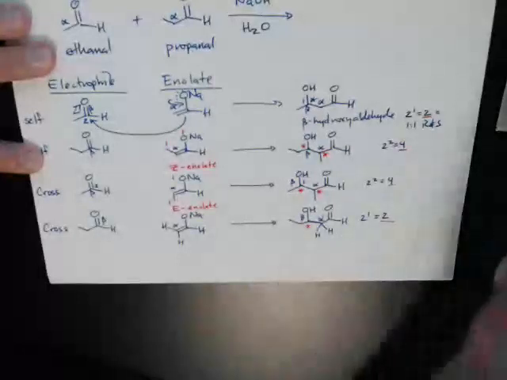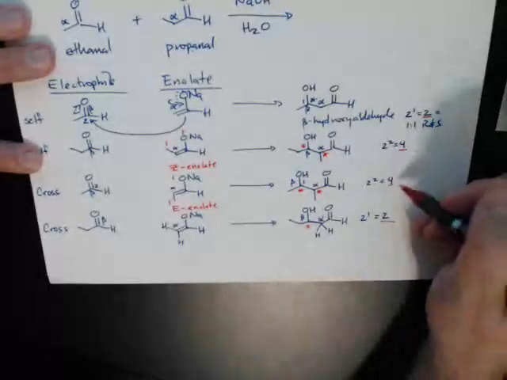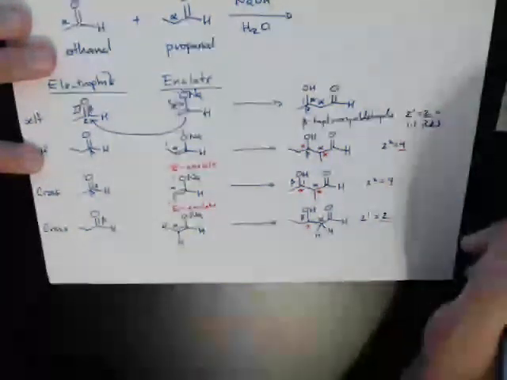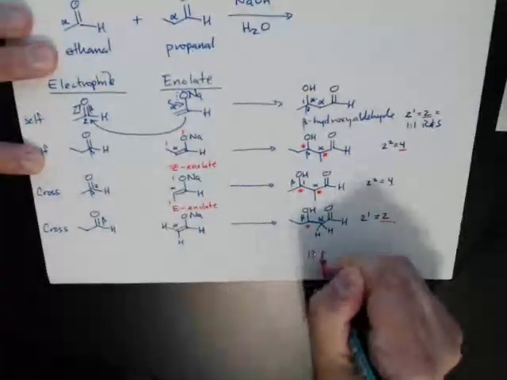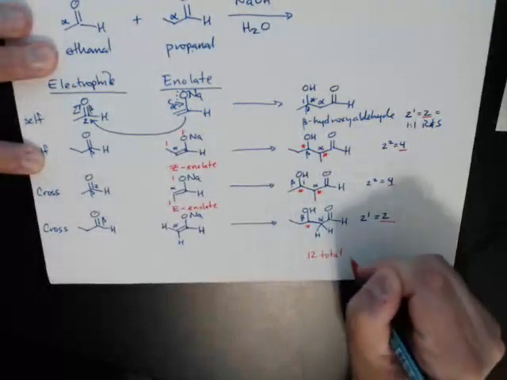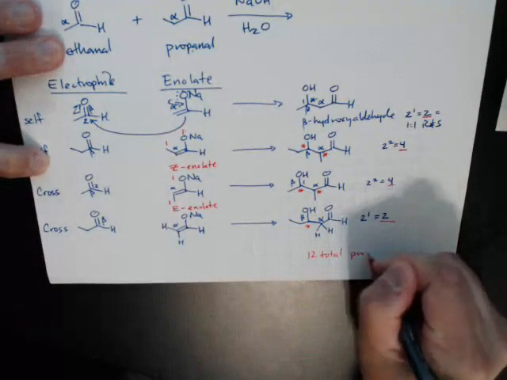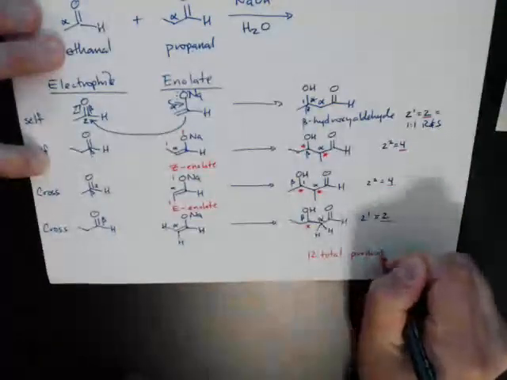So let's do a count here. We have 4, 4, 8. 2 is 10 plus 2. That gives us 12 total products.